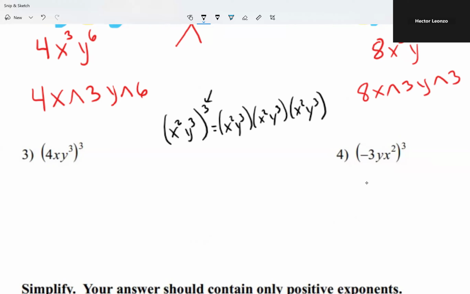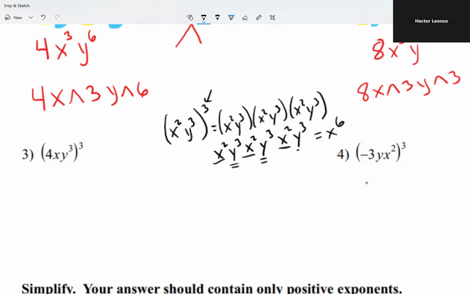Now, we can just eliminate the parentheses because it's all multiplication. There's no exponents outside. We just have x squared times y to the third, x squared times y to the third, x squared times y to the third. If I look at the x's, we just learned that we just have to add the exponents. So it gives me x to the 6. If I look at the y's, 3 plus 3 plus 3, because remember, I have to add the exponents, gives me y to the 9th.